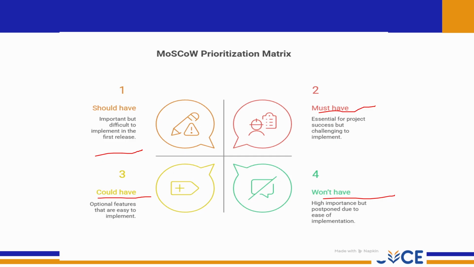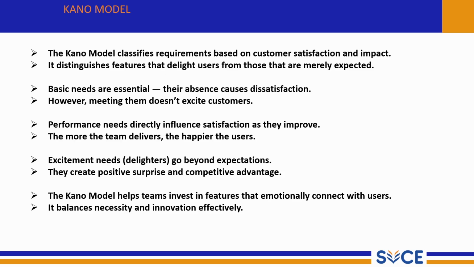scope creep. So overall, the MoSCoW matrix gives a clear and simple way to separate the high priority work and less important work, ensuring that agile teams focus on delivering the maximum value first. In the next slide, we'll see the Kano model.